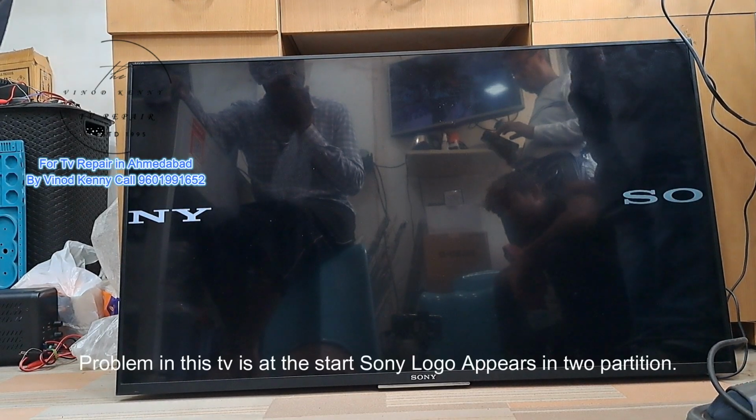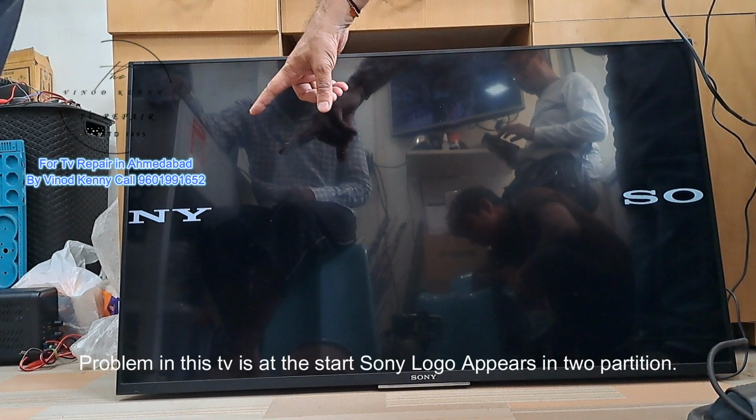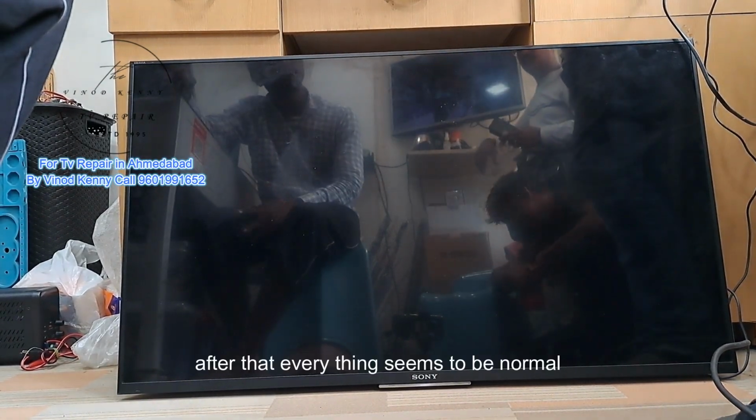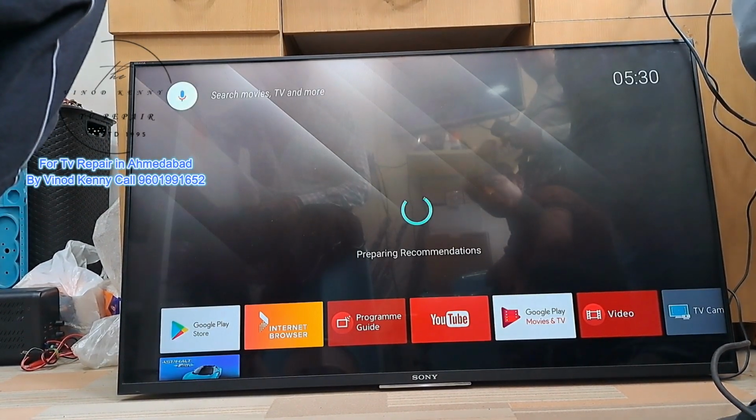Problem in this TV is at the start Sony logo appears in 2 partition. After that everything seems to be normal.